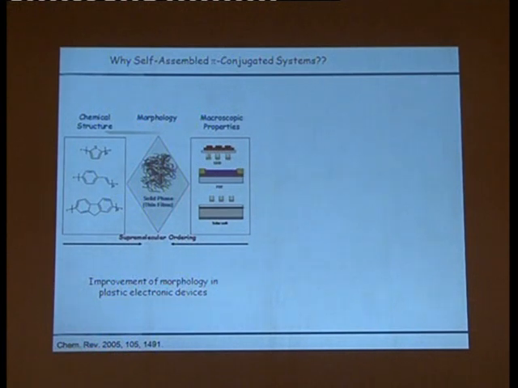So these are two available approaches, and the previous speaker mentioned that he works on pi-conjugated oligomers. The advantage is that we can get them 100% pure and completely monodisperse compared to polymeric systems. So this is one motivation for supramolecular chemists to work with pi-conjugated systems.